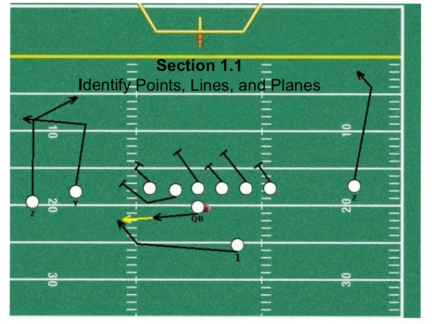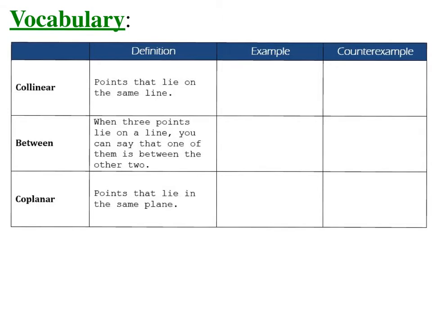Hey math enthusiast, I'm here to continue the notes on section 1.1 dealing with points, lines, and planes. So now that we've defined a point, a line, and a plane, there are some other terms that follow. The first being collinear. Collinear is points that lie on the same line.